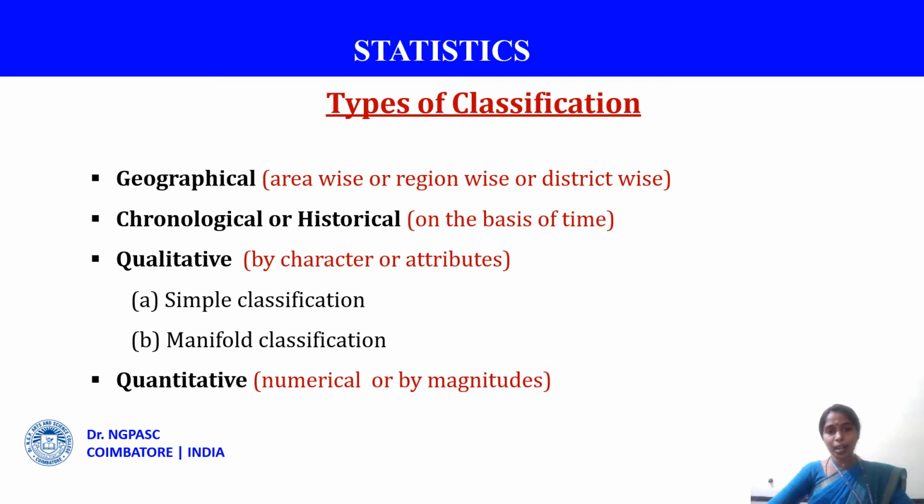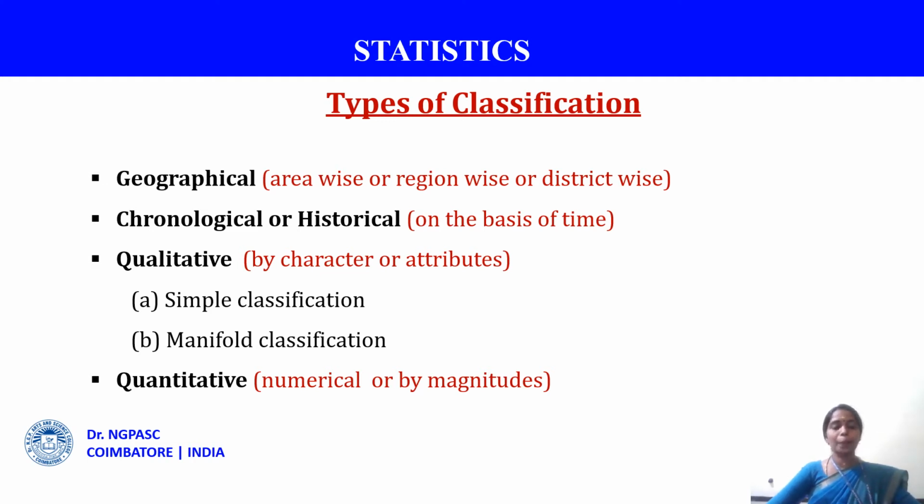Then chronological or historical, it is based on time. That is, for example, for years from 1981 to 1990, what are the profits of a particular company, or what is the population census. Likewise, some information based on time. It may be the year or month or day, whatever it may be. So historical, based on time, comes under chronological classification.